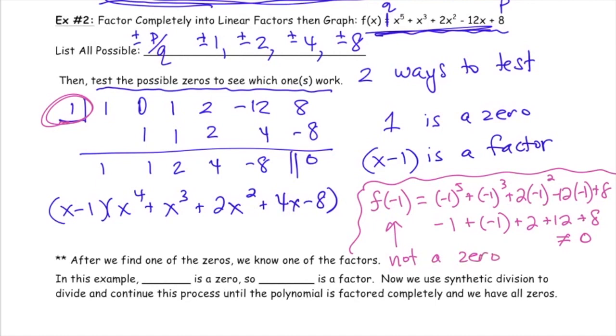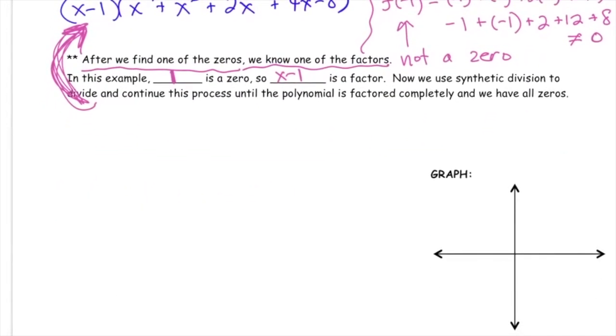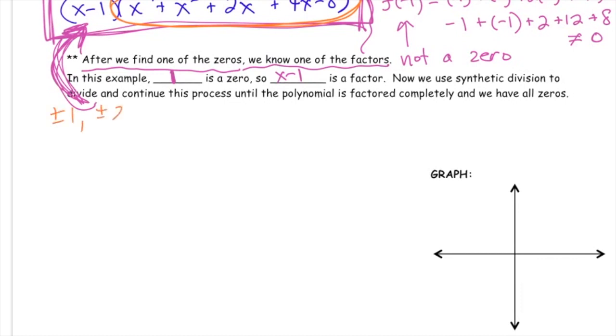So I would just keep testing right now. Right now it's factored into this, but I need it into linear factors so that I can graph it. So what do we do? Well, from this right here, I have to factor this. What are my possible factors? Your possible factors are still the same ones as they were originally. So positive, negative 1, 2, 4, and 8.